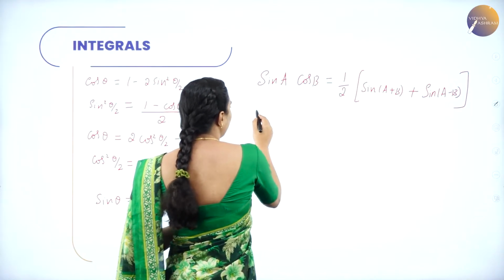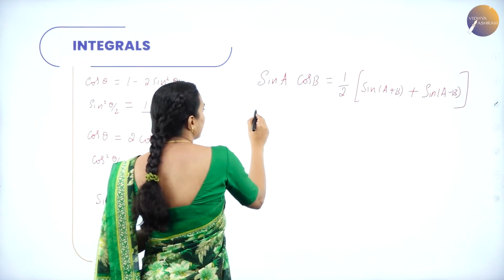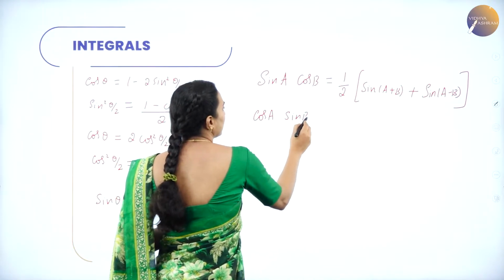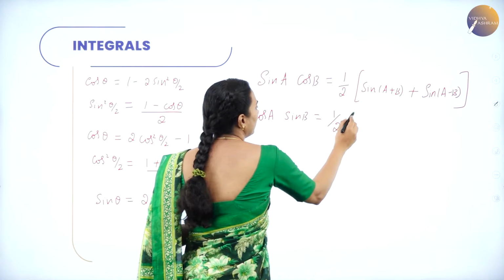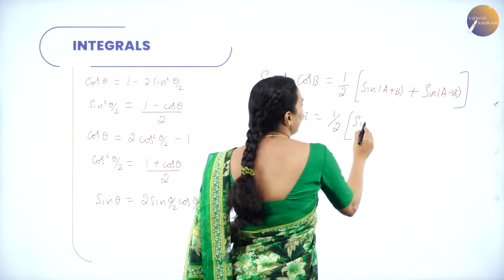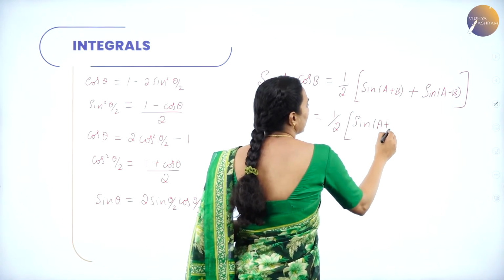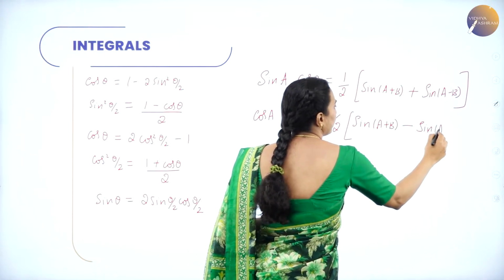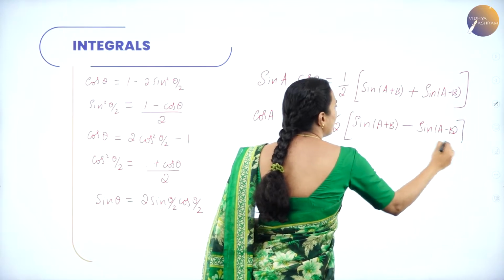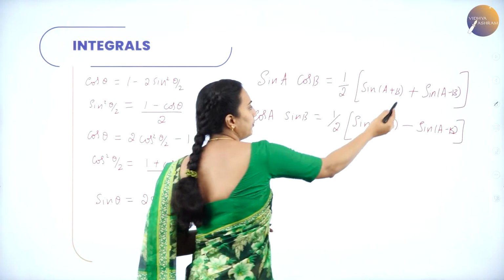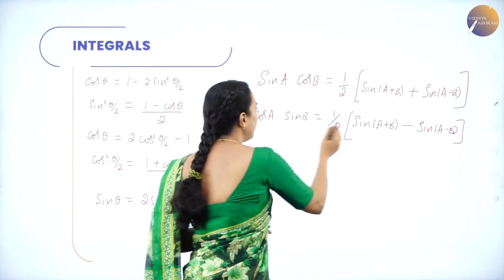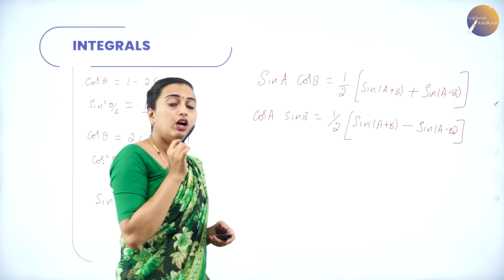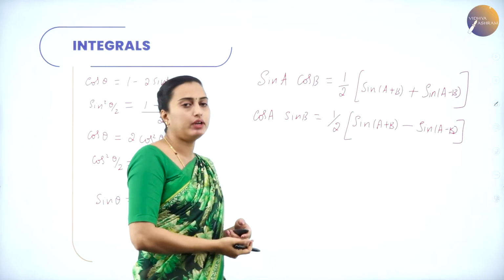Similarly, you can write cos A into sine B as half into sine of A plus B minus sine of A minus B. Dear students, you can observe here, only the difference is the sign. Same as before, but what changes is this: when sine A into cos B, plus comes in between; for cos A into sine B, minus comes in between.